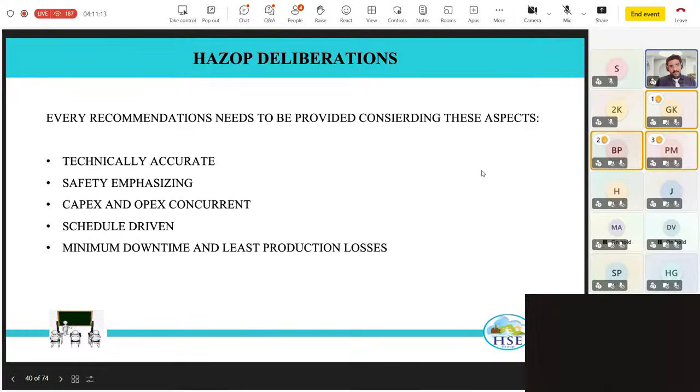So first, technically accurate. Next is emphasizing on safety. Next is CAPEX and OPEX concurrent. Many times we have heard that you should not be considering the cost in the HAZOP recommendations, but yes, it is always commendable. Like every problem, there could be different solutions, different approaches. So it's always good to look at cost-effective solutions.